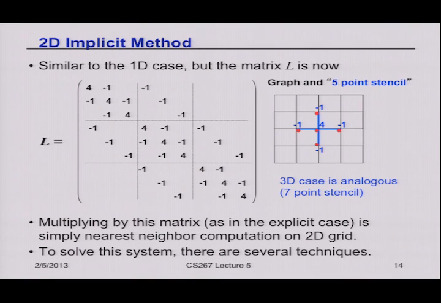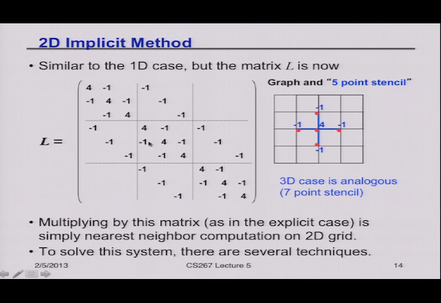In this case, this is the matrix. It is no longer a simple tridiagonal. It's gotten a little bit more complicated because what I have to do is take 4 times my own value and subtract all my nearest neighbors. So each row has 4 minus 1s in it.